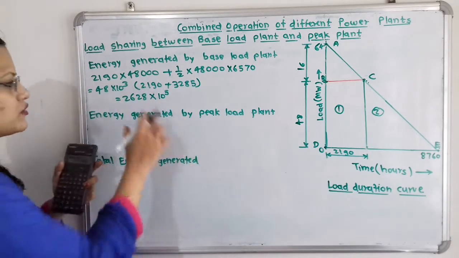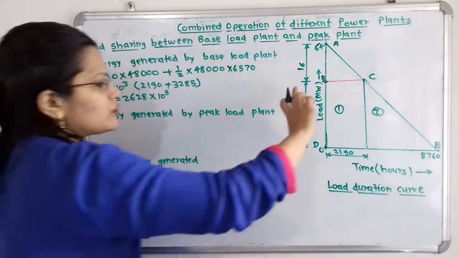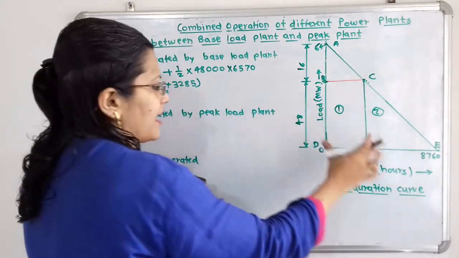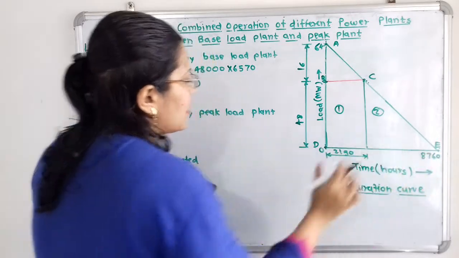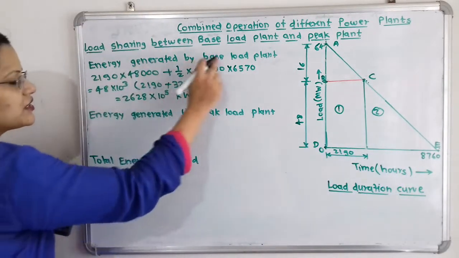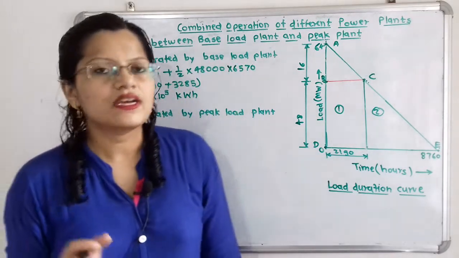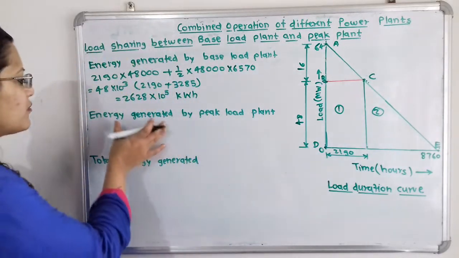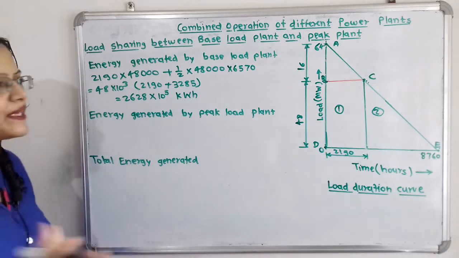So what is the unit? If we observe, this load is taken in kilowatt and here this base is hour. So we will say that kilowatt hour. So this is the energy generated by the base load plant. Now in the same way we will calculate what is the energy generated by the peak load plant.